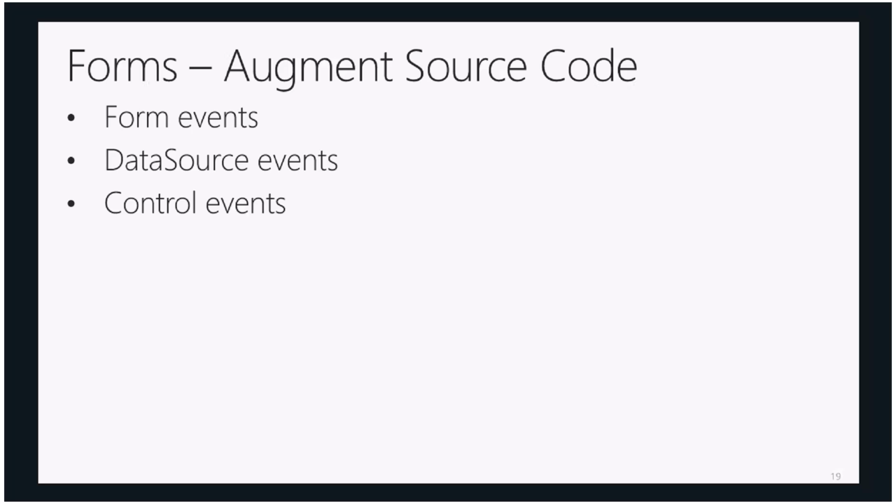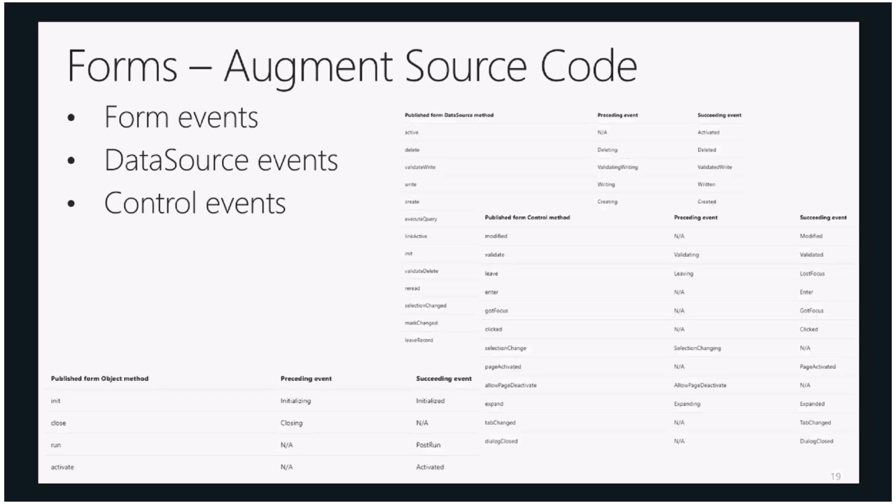Forms provide several layers of events, from the form itself to the data sources and the controls. Some forms could also support custom delegates raised from X++ code. All of these are capable of hooking into via your extensions. Now we have all the various events documented on our docs site. Many of these events have preceding events and succeeding events, but not all. When we do have both events, the preceding event will end in "ing" and the succeeding event will end in "ed". Depending on exactly what you're trying to accomplish with your extension will determine exactly what event you hook into.